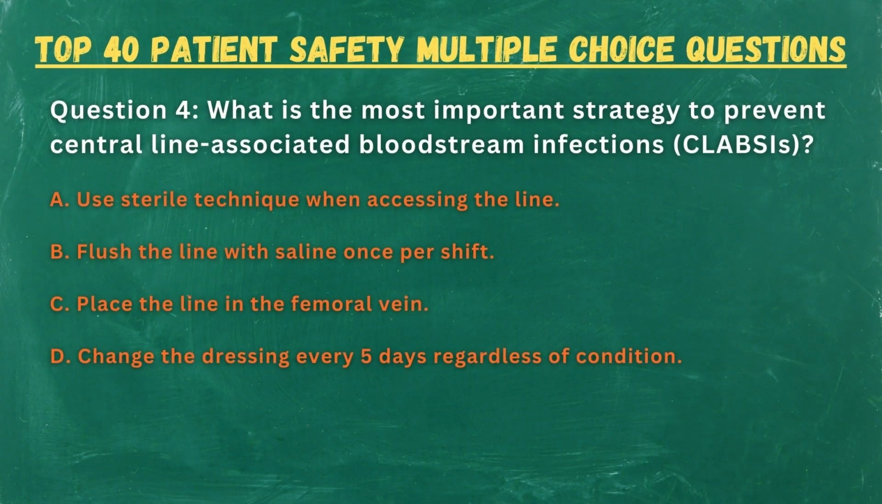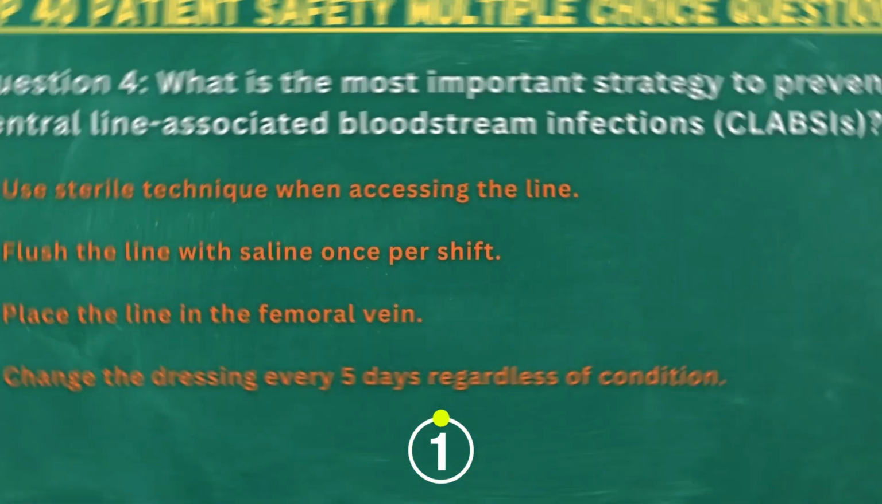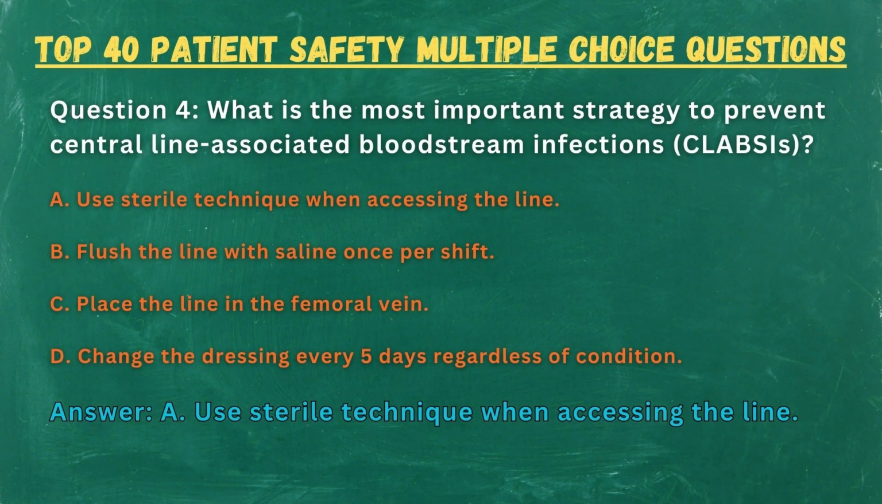Question 4. What is the most important strategy to prevent central line-associated bloodstream infections, CLABSIs? A. Use sterile technique when accessing the line. B. Flush the line with saline once per shift. C. Place the line in the femoral vein. D. Change the dressing every 5 days regardless of condition. Answer. A. Use sterile technique when accessing the line.